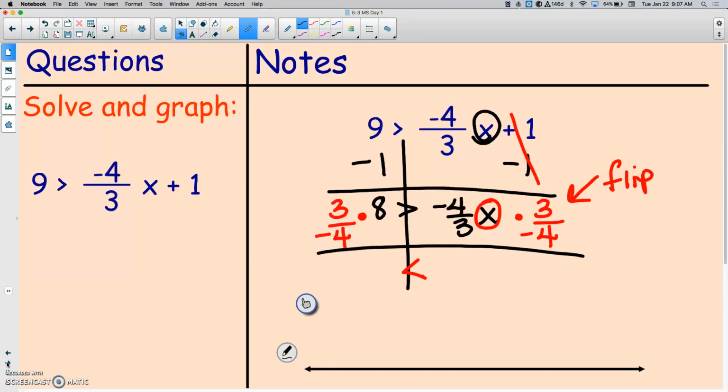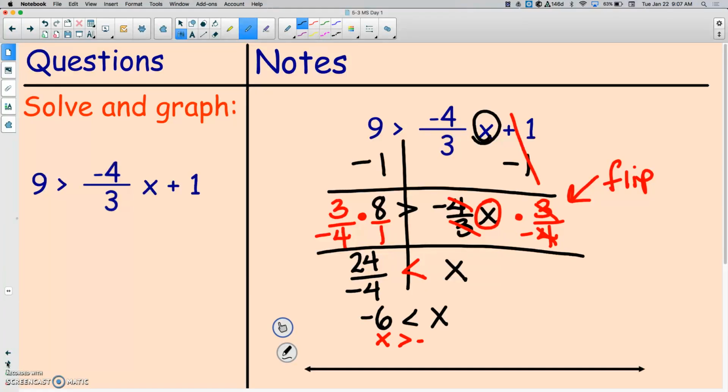Okay, so now these have canceled. My x is on the right-hand side. I put a 1 under my 8 and I multiply straight across. So 3 times 8 is 24. -4 times 1 is -4. So dividing those gives me -6 is less than x. So on this one, I am going to need to flip it around. So x is greater than -6 to get the variable on the left-hand side.